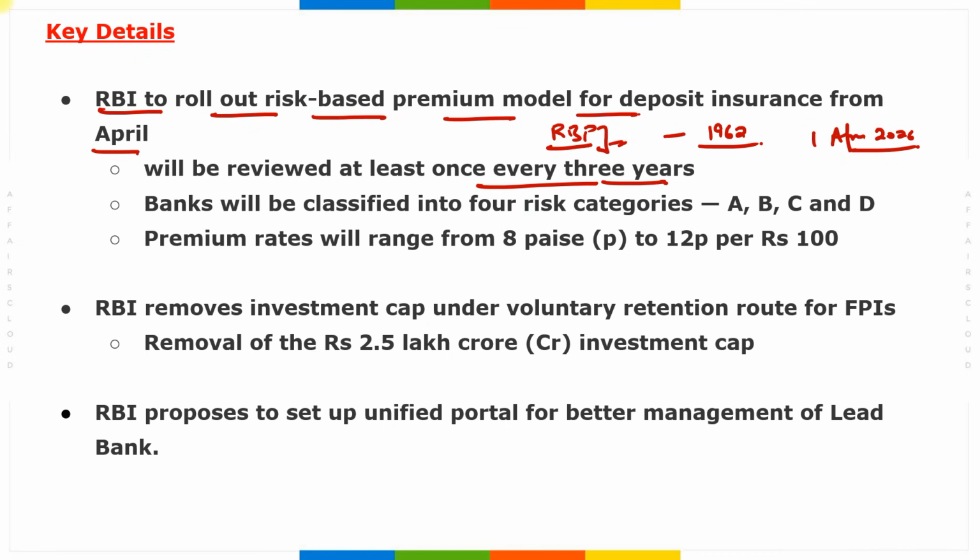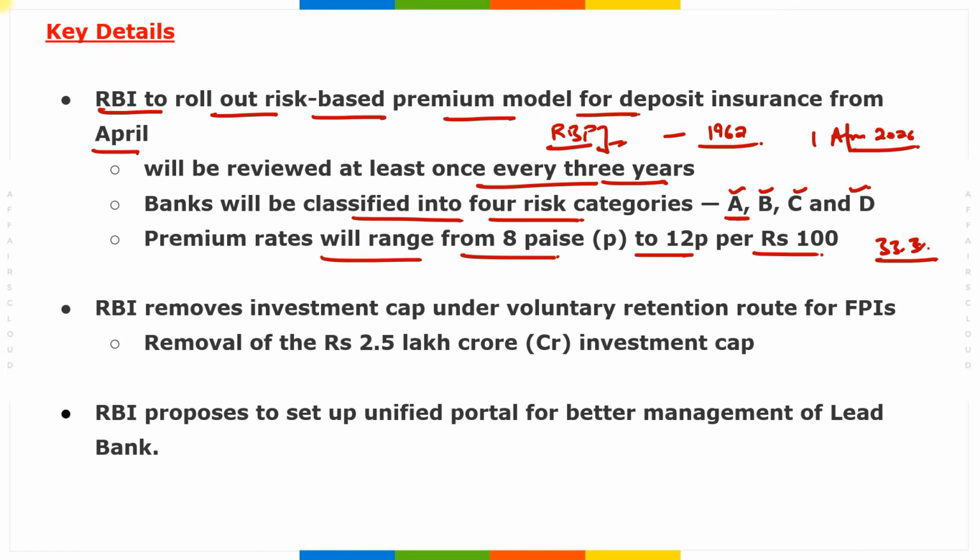And under this regime, banks will be classified into 4 risk categories like A, B, C, and D, with category A representing the lowest risk. And premium rates will range from 8 paisa to 12 paisa per rupees 100 of assessable deposits, offering a discount of up to 33.3% to the strongest banks.